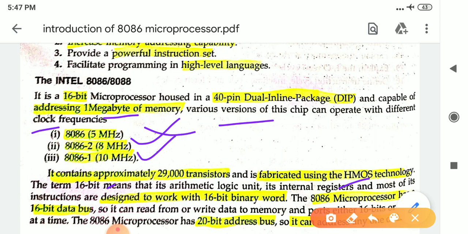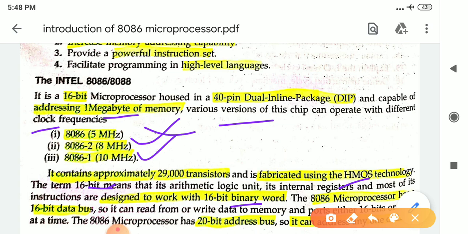The term 16-bit means that its arithmetic logic unit, its internal registers, and most of its instructions are designed to work with 16-bit binary words. So why do we call it a 16-bit microprocessor? This line proves that the arithmetic logic unit and internal registers deal with 16 bits, and most of its instructions are designed to work with 16-bit binary words.